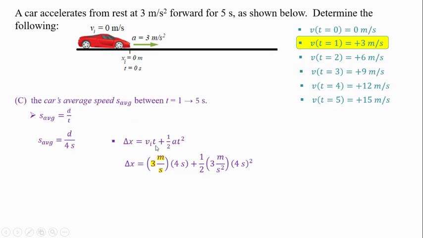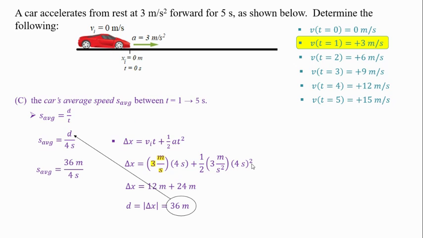Time, well, what's the time? The time is 4 seconds because the interval here is from 1 to 5. So that's why my t is 4 seconds. All right. Other than that, a is 3, and then again, time is 4. Don't forget to square. And then if you square all that, you get 12 plus 24, and then 12 plus 24 is 36. And then 36 meters is your distance. All right, so we just plug 36 into D, and then average speed is 36 meters divided by 4 seconds, which will give us an answer of 9 meters per second.